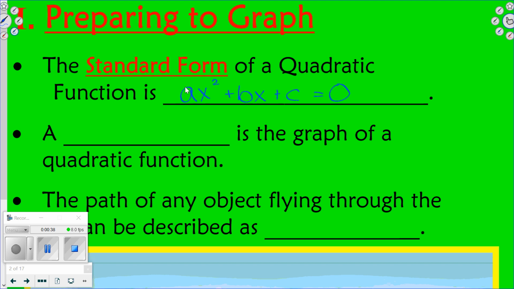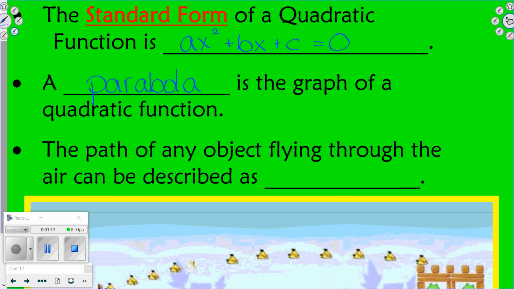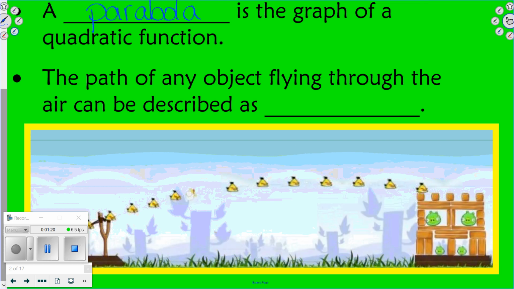And do you know what the graph is called if you graph a quadratic? Or do you even know what it looks like? Martin? Good. It could look like a U, or it could be flipped the other way, like an upside down U. Does anybody know what that's called? Say it again. Parabola. Good. A parabola. Thinking about spelling it, in my head I always say parabola. That's how you kind of remember to spell it. Sorry, my O and my L got close together. Parabola. So the path of any object flying through the air can be described as parabolic.